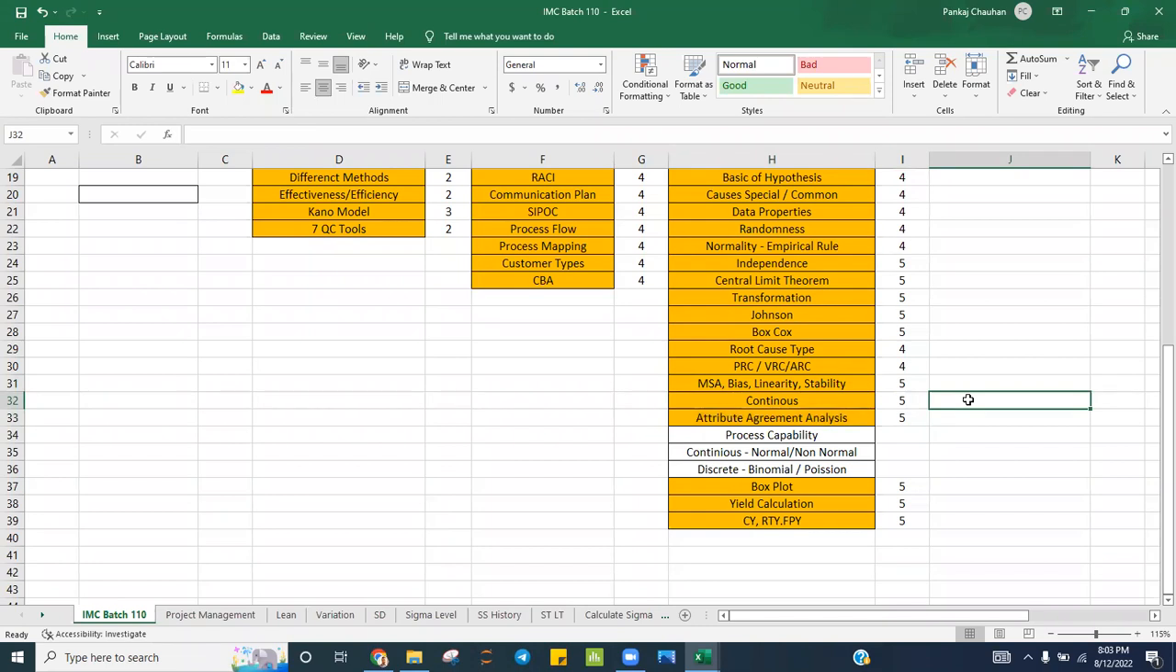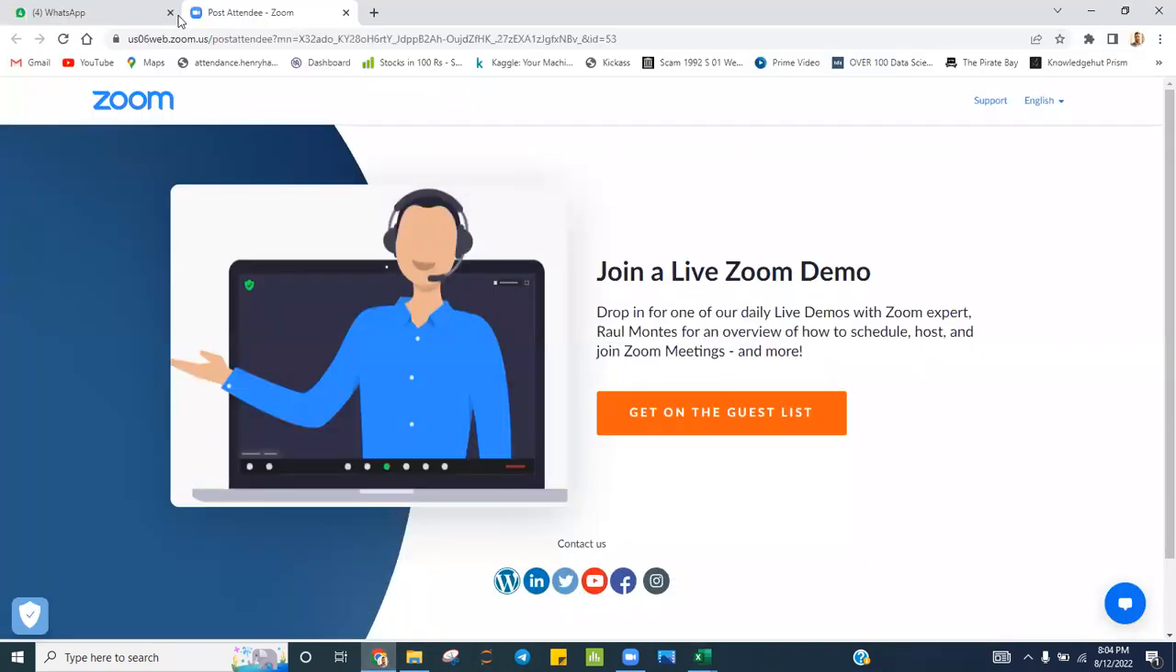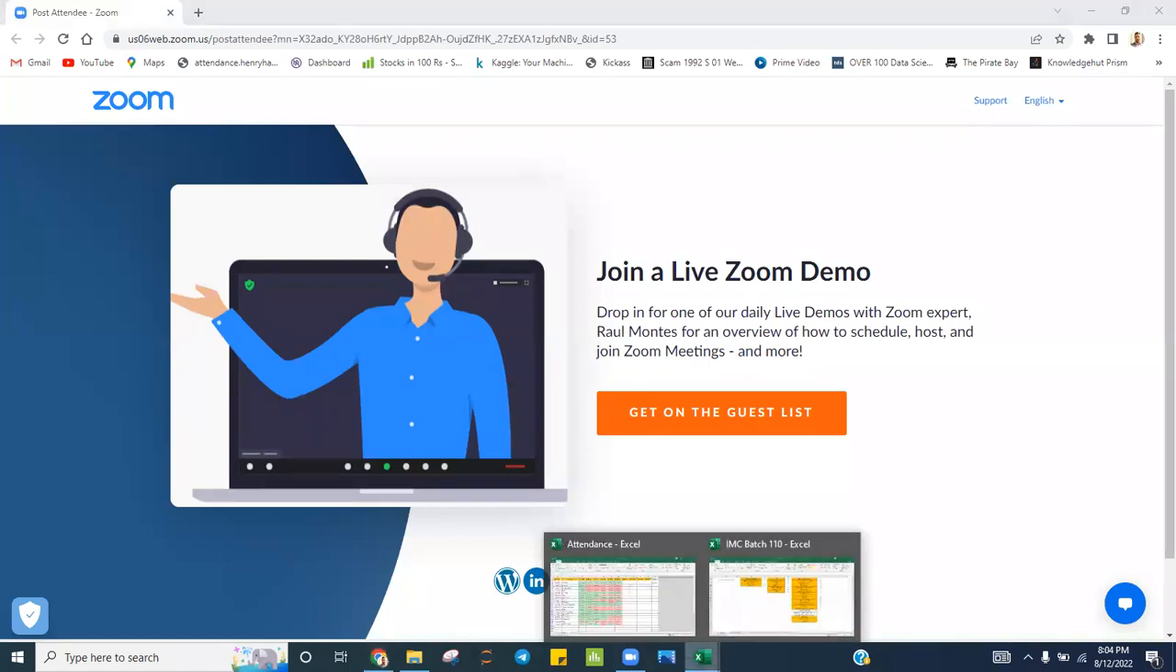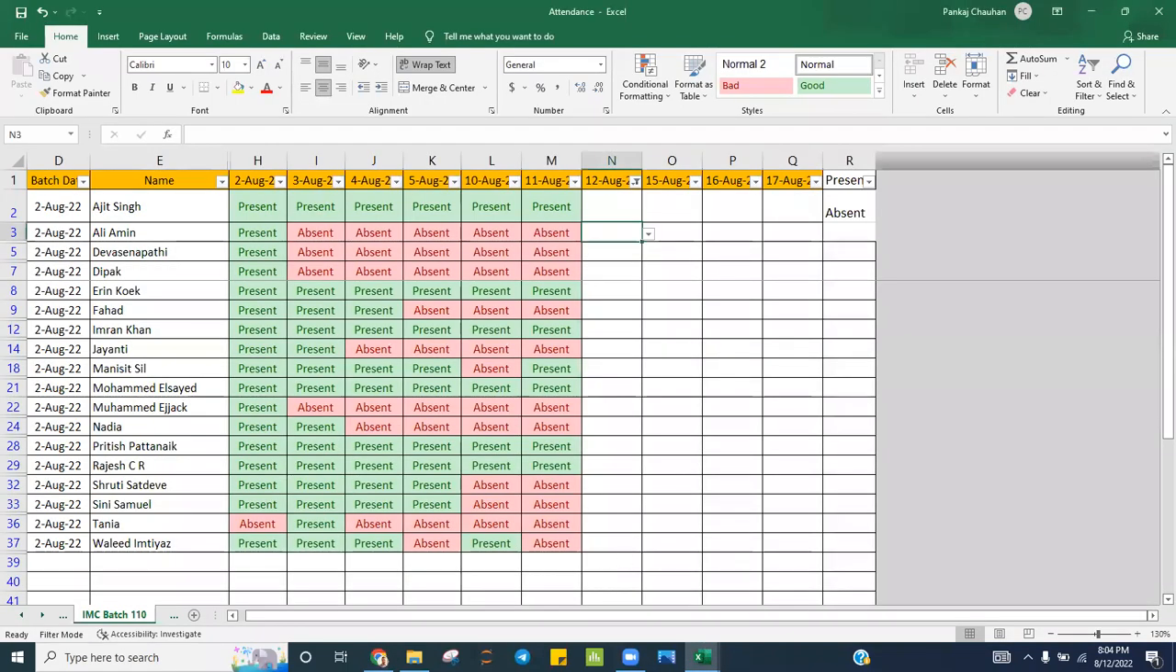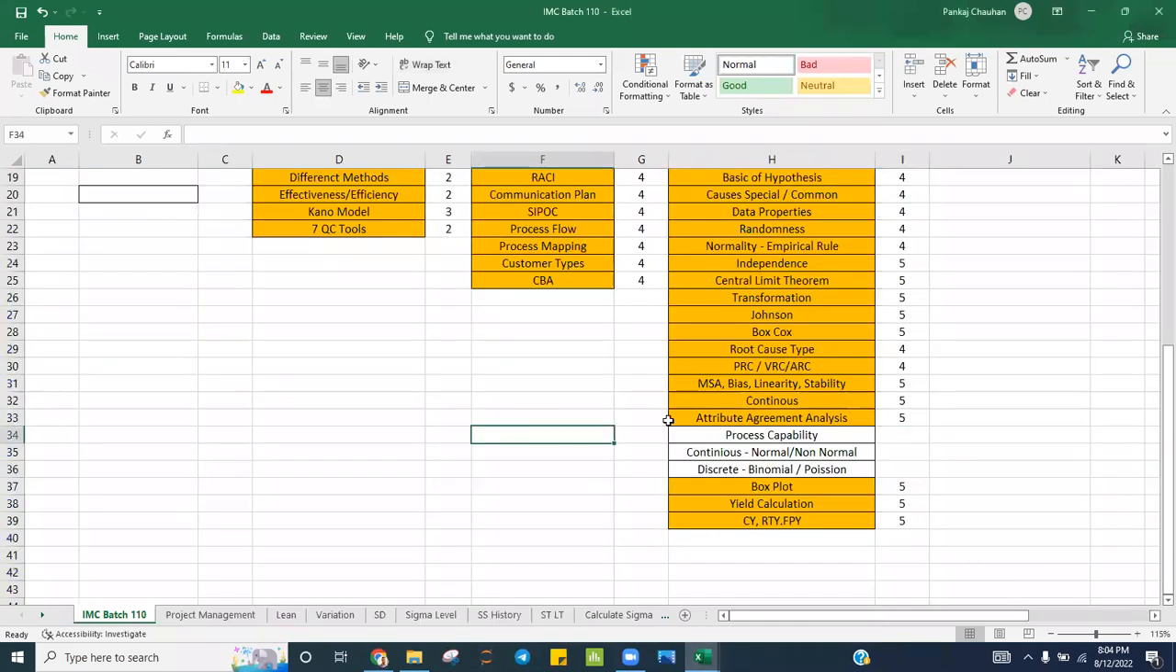Based on the two rules for continuous data, your number of distinct categories should be greater than 5, and your total gauge R&R percentage, where lower is better, should be less than 30%. For attribute agreement analysis, or attribute data, we learned which rule? Accuracy, repeatability, and reproducibility. All three values should ideally be more than 90%.